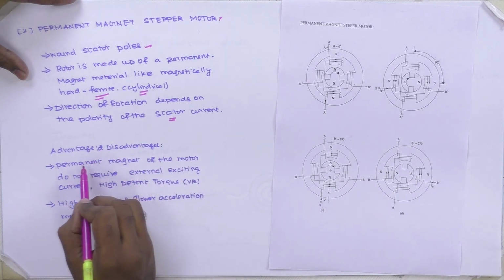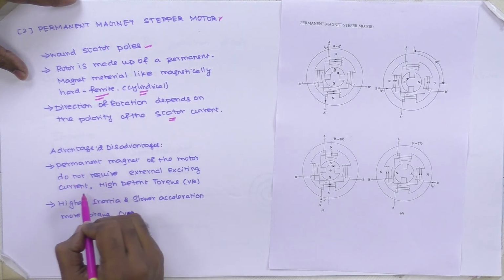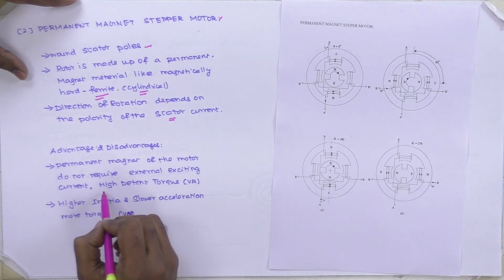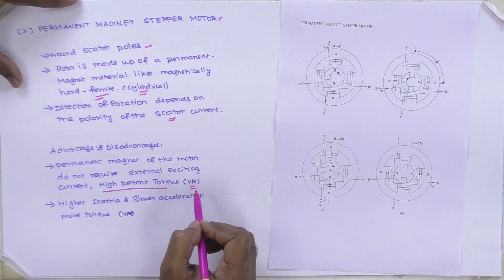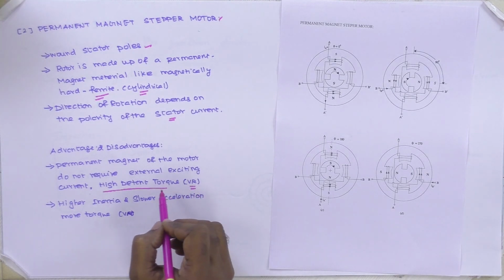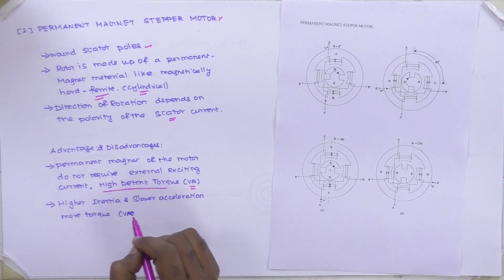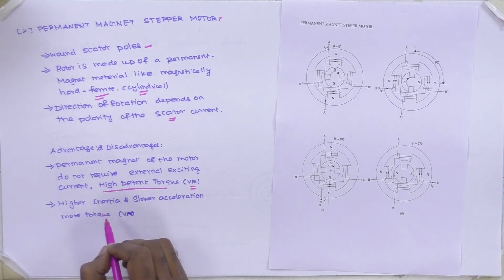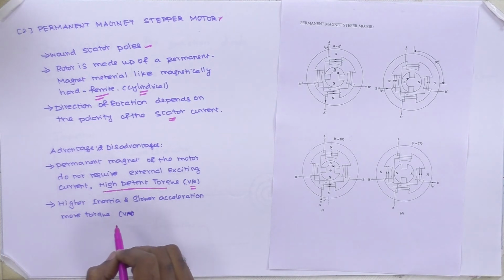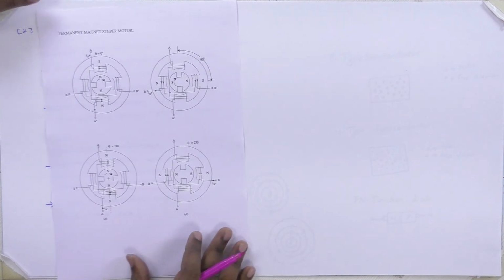The merits and demerits of the permanent magnet motor are: it does not require external exciting current, and it has high detent torque compared to the variable reluctance stepper motor. It also has a holding torque that does not exist in the variable reluctance stepper motor. It has high inertia and slow acceleration. However, it has more torque compared to the variable reluctance stepper motor.